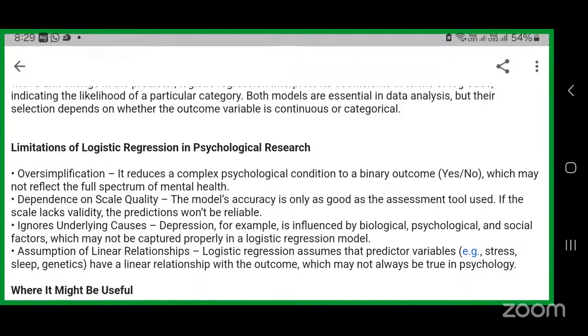Assumption of linear relationship. Logistic regression assumes that predicted variables, for example, stress, sleep, genetics, have a linear relationship with the outcome, which may not always be true in psychology. So in psychology, when we are making the arbitrary classification rather than the genuine classification, then this arbitrary classification may be in some question.